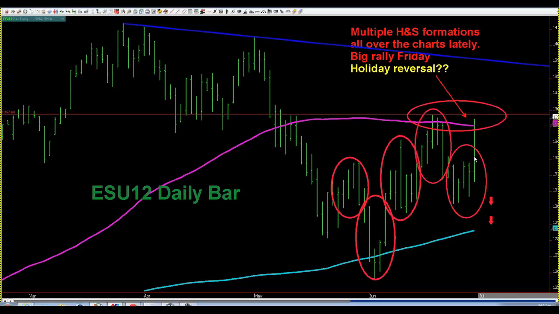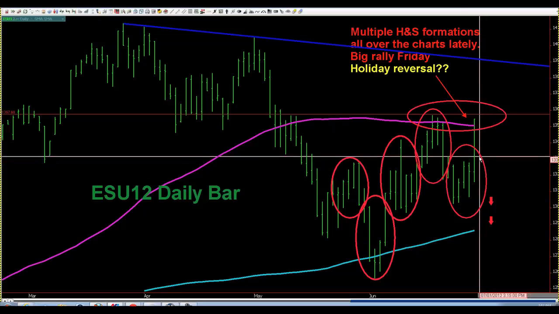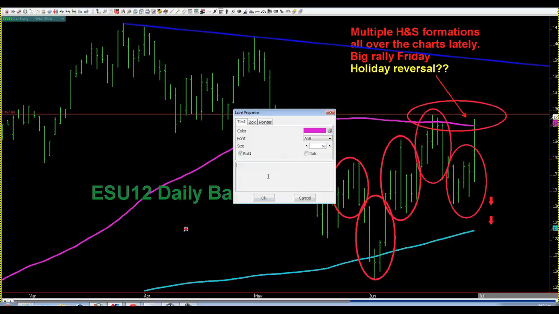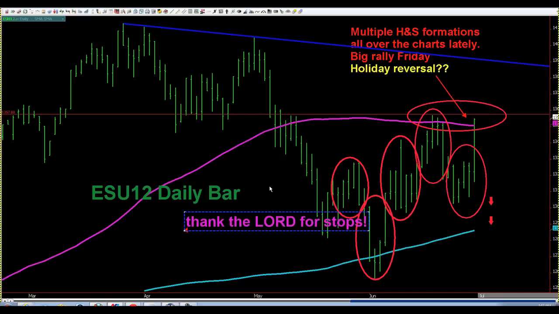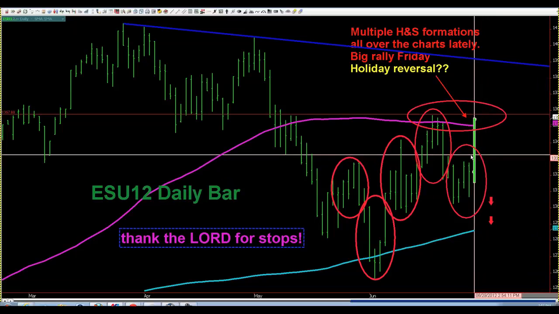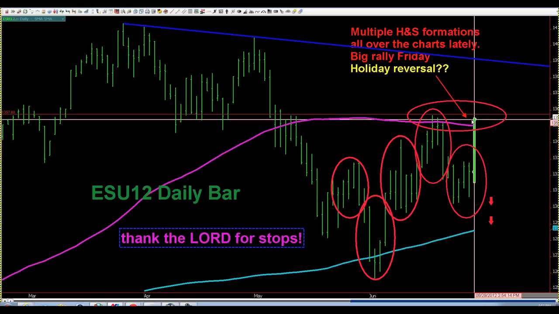Bing, bang, in and out. Did not give us a moment to even get comfortable. And it just continued once again. Let me type this, because if it wasn't for this last night, traders, please remember this every single day that you trade: place your stops. Thank the Lord I was wise enough to have a stop right here, because look at this day.